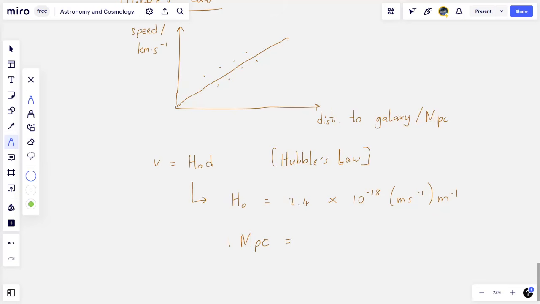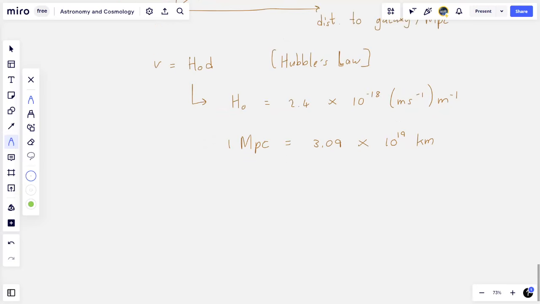So let's define a megaparsec. A megaparsec is simply an astronomical distance. We're not going to talk about where it comes from, but basically it's 3.09 times 10 to the power 19 kilometers. Remember, in astronomy and cosmology, we have distances that are quite large, and so it doesn't make sense to use meters and kilometers to measure these large distances.